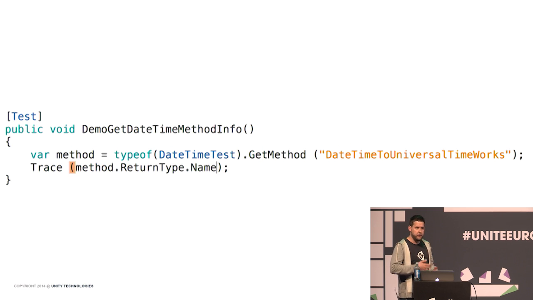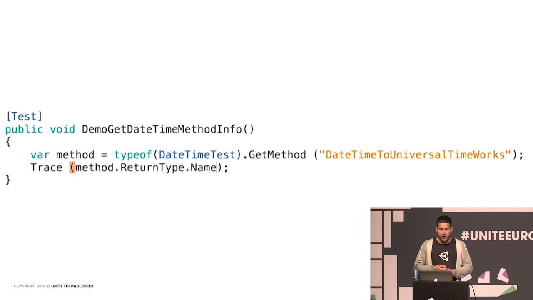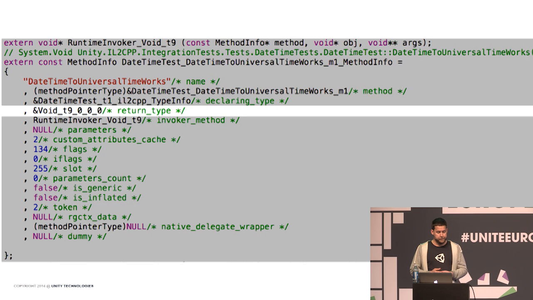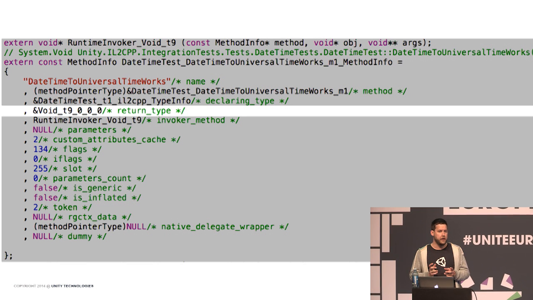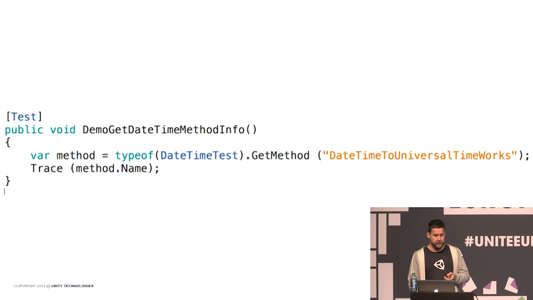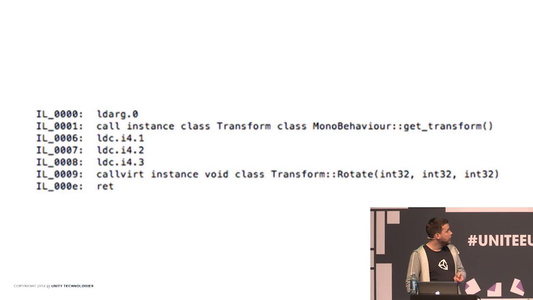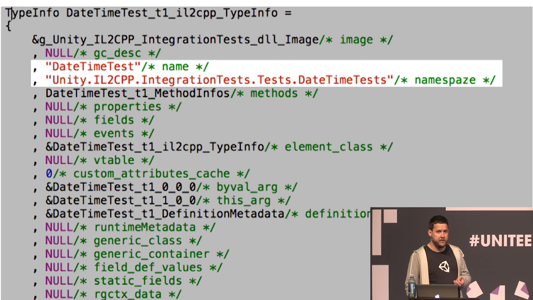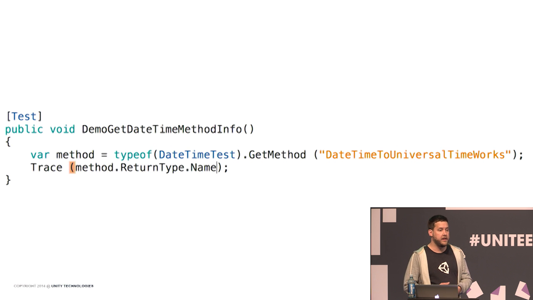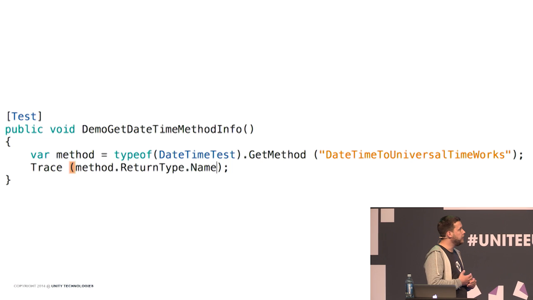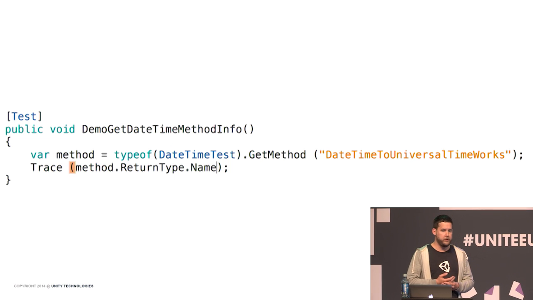Again, you get the method, so the VM looks up that method by name. And then what we do is we say, okay, give me the name of the return type. So if we go back here, the return type is that void T9, and that's actually a type information again. So where this is a method information and this is the type information, what we're going to get is the type information for system void. And from that, we can get the name again. So metadata is a really important part of IL2CPP, and without it, stuff can't work.